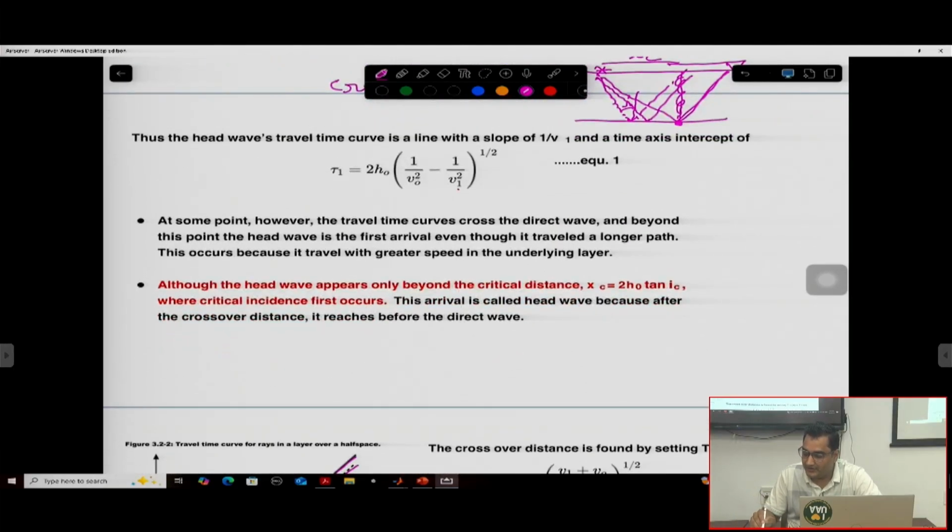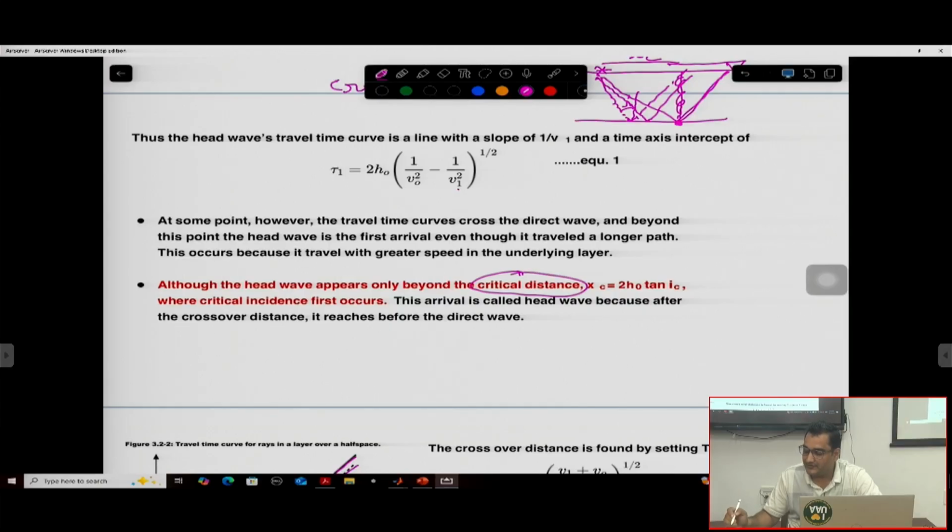At some point, at the crossover distance, the travel time curve crosses the direct wave, and beyond this point the head wave is the first arrival even though it traveled a longer path, okay. So they are talking about the crossover distance. This occurs because it travels with greater speed in the underlying layer. Likewise, they have also talked about the critical distance.